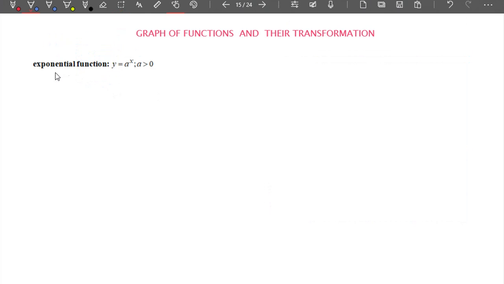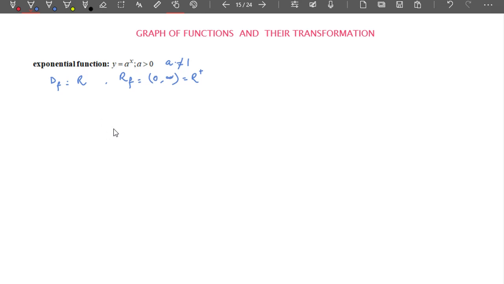Our next function is the exponential function, y is equal to a to the power x, with a greater than 0, a not equal to 1. Its domain is the whole of R. Its range is only positive values, 0 to infinity. 0 is not included, only positive reals.